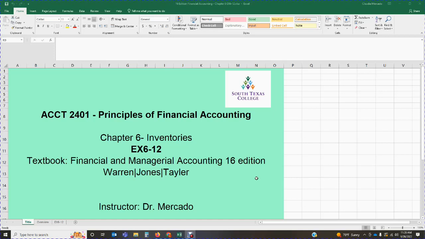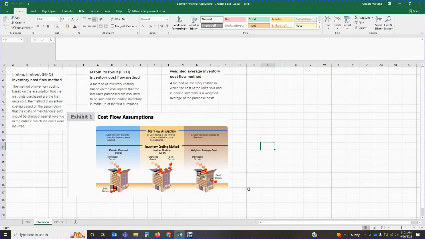So, in this particular problem, we are going to be covering 3 ways to account for our inventories. We're covering the FIFO method, which is the first in, first out method, the last in, first out, which is LIFO, and the weighted average inventory cost methods.